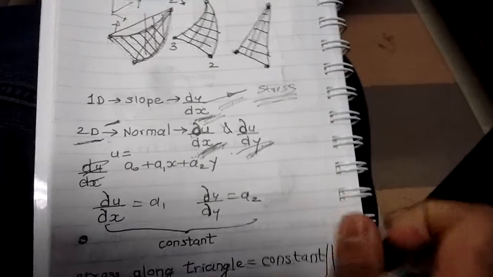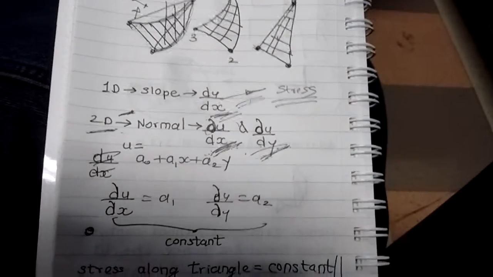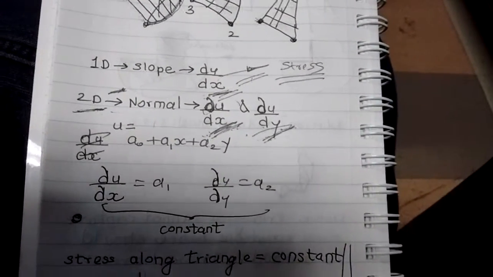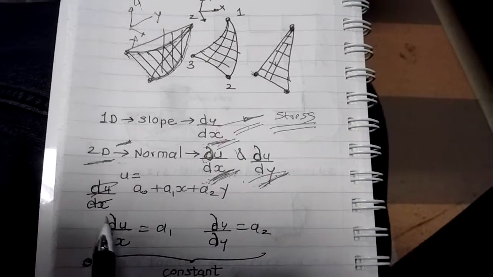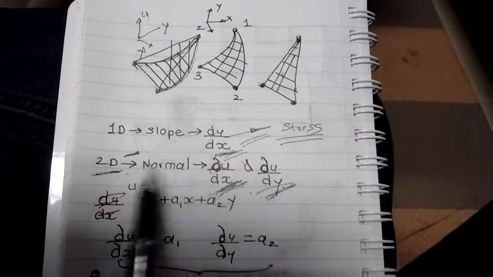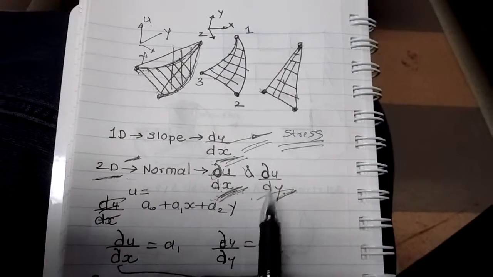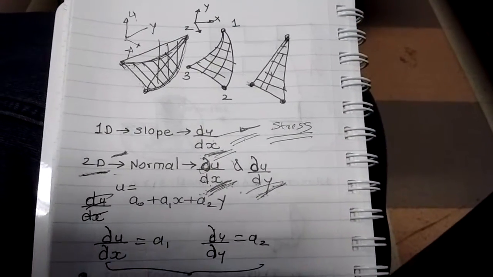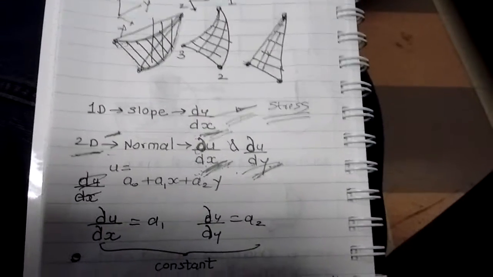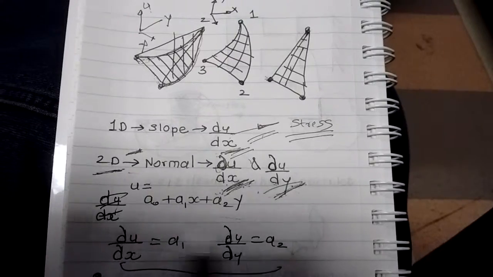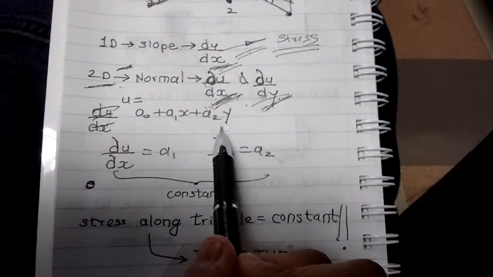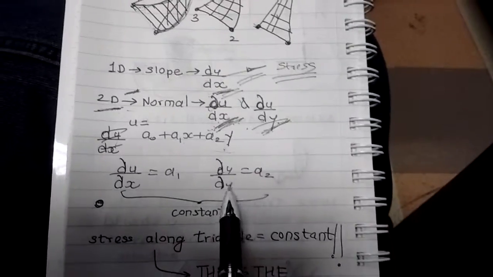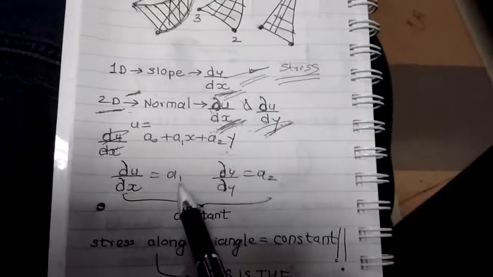Somewhat you can understand. The derivation is complex and you will only understand after covering the entire FEM course. So for now you can assume that ∂u/∂x and ∂u/∂y are somewhat related to the slope, to the stress in 2D. So displacement I can say is u = a0 + a1x + a2y. If I take ∂u/∂x and ∂u/∂y, what I get are two constants, a1 and a2.